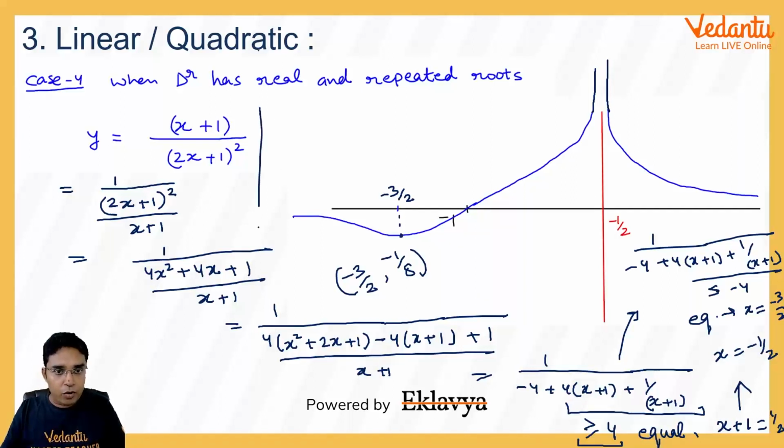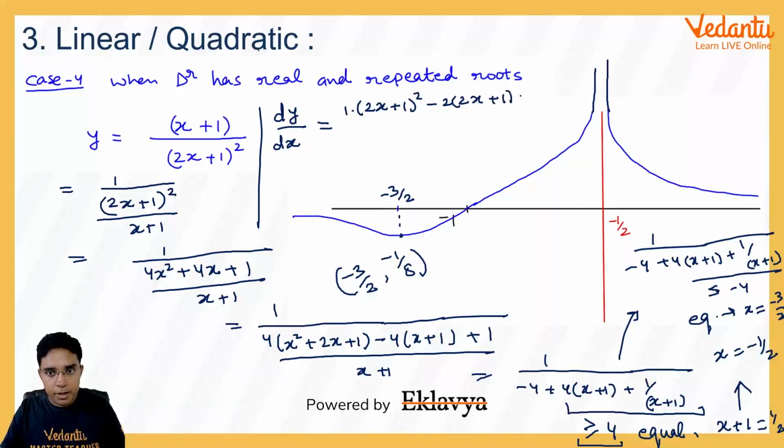In fact, if you want to do the differentiation, there also you will find something interesting. dy upon dx, if you do differentiation, will give you 1 into 2x plus 1 whole square minus 2 into 2x plus 1 into 2 into x plus 1, and the whole divided by 2x plus 1 whole power 4.